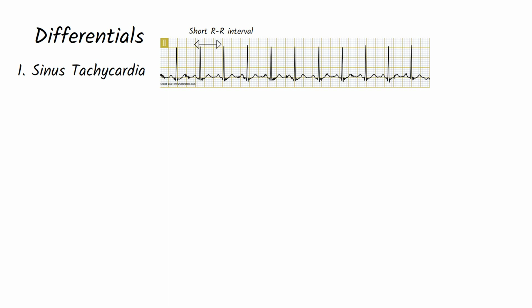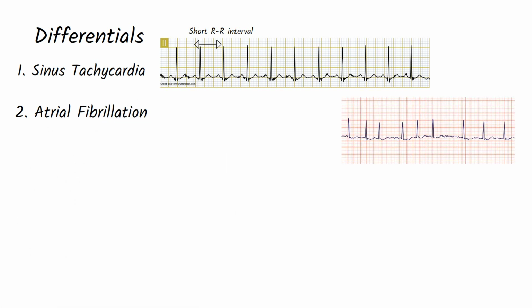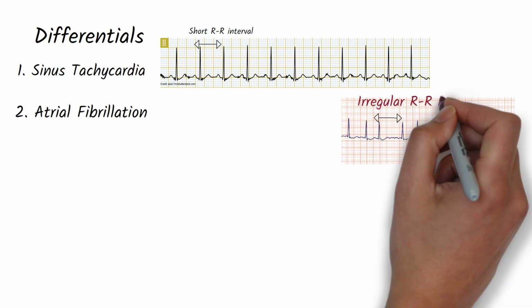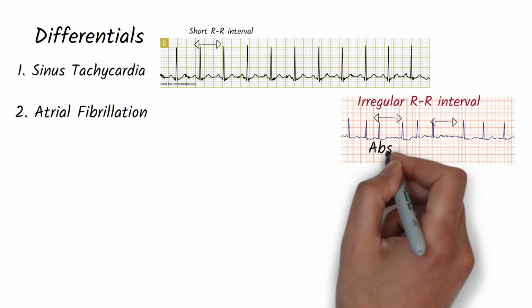The second one is atrial fibrillation. Here you will see absent P waves and an irregular QRS complex. That is, the RR interval is irregular in the ECG of atrial fibrillation.